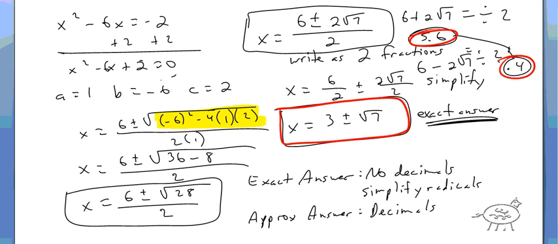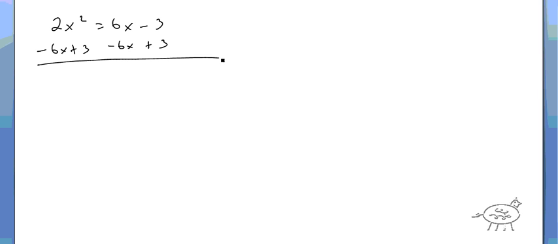All right, so let's do a couple more problems here. 2x squared equals 6x minus 3. All right, so first thing we're going to put in descending order and move everything to one side. So subtract 6x and add 3. So minus 6x plus 3. And we get 2x squared minus 6x plus 3 equals 0. And so A is 2, B is negative 6, and C is 3.